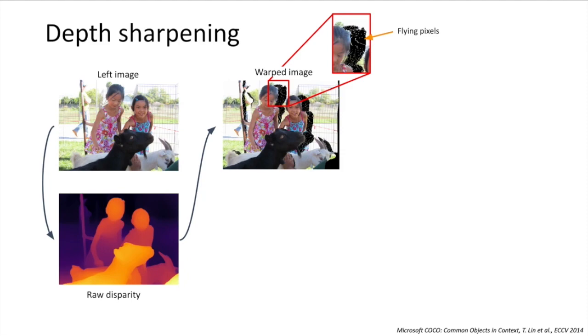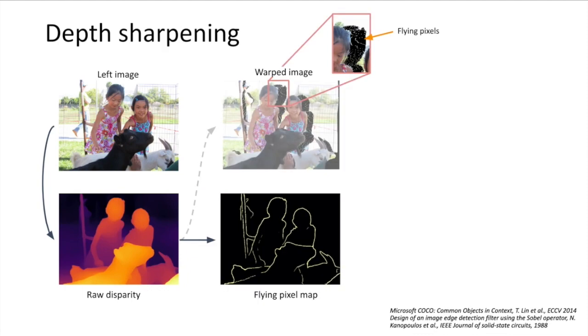Not correcting this problem would result in a collection of synthesized training images where the stereo matching algorithm is expected to match pixels in the left image to individual isolated pixels in the right image, which is a highly unrealistic test time scenario. We address this by performing depth sharpening.